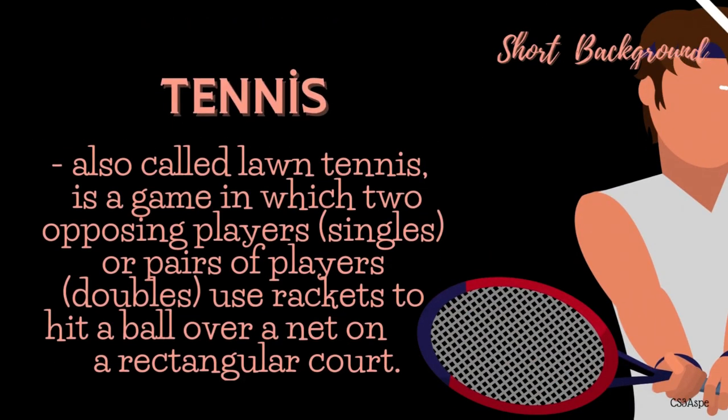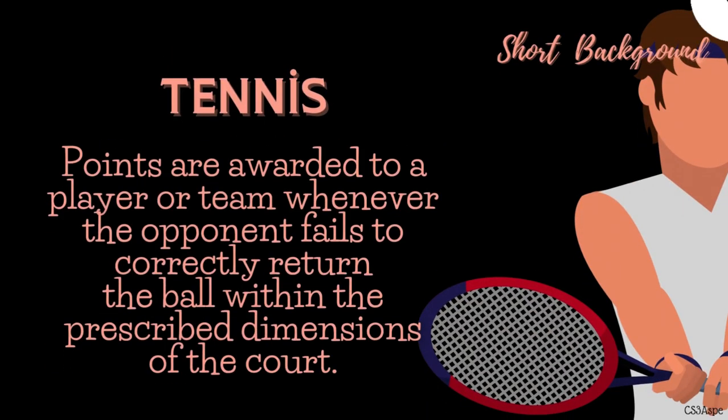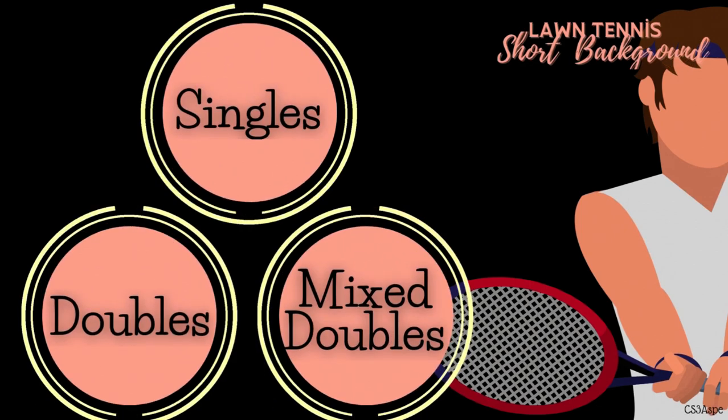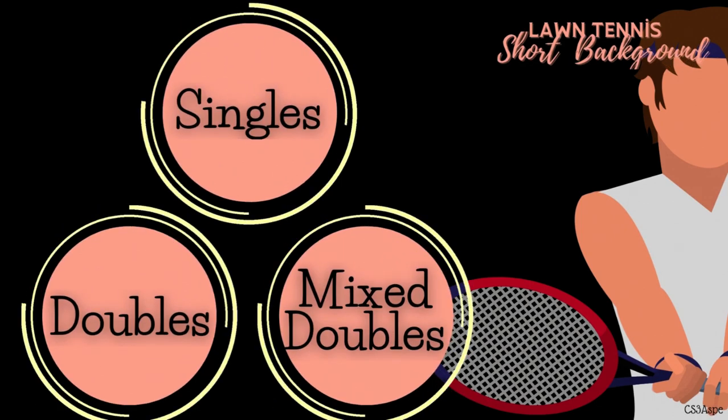Tennis, also called lawn tennis, is a game in which two opposing players for singles or pairs of players for doubles use rackets to hit a ball over a net on a rectangular court. Points are awarded to a player or team whenever the opponent fails to correctly return the ball within the prescribed dimensions of the court. Matches for tennis include singles, doubles, and mixed doubles.